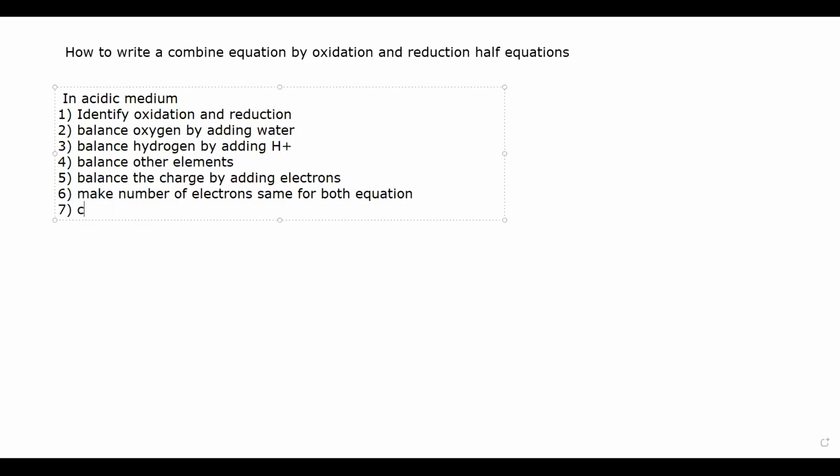Or combine the two equations. Addition, or that depends on how you are adding, like combine the two equations.